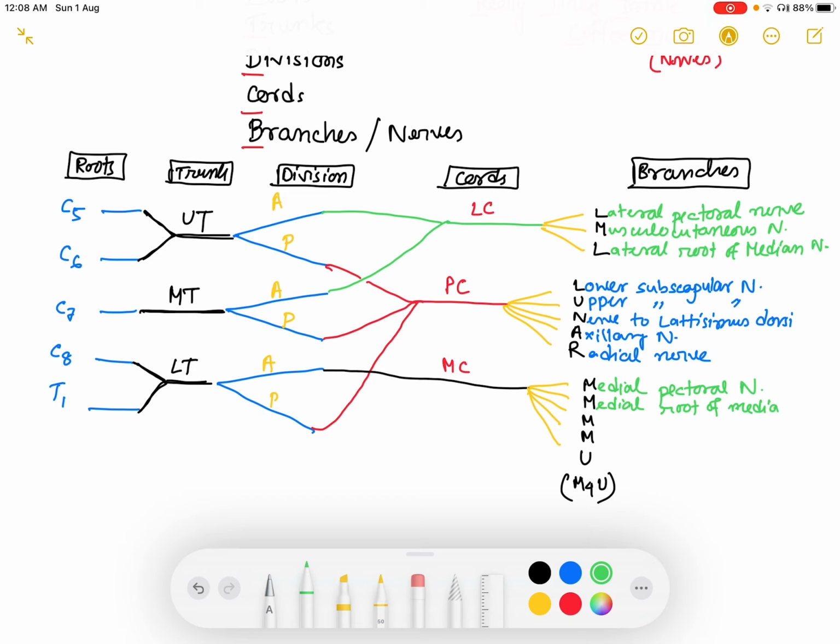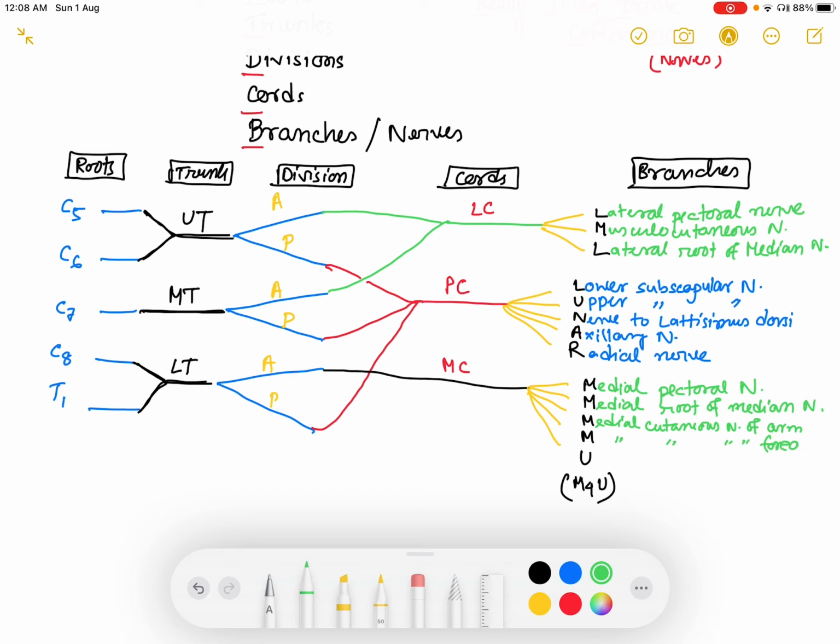Medial root of median nerve. So see, here from the lateral cord: lateral pectoral nerve and lateral root of median nerve. From the medial cord: medial pectoral nerve and medial root of median nerve. Then another 2M: one is medial cutaneous nerve of arm, and another M is medial cutaneous nerve of forearm.